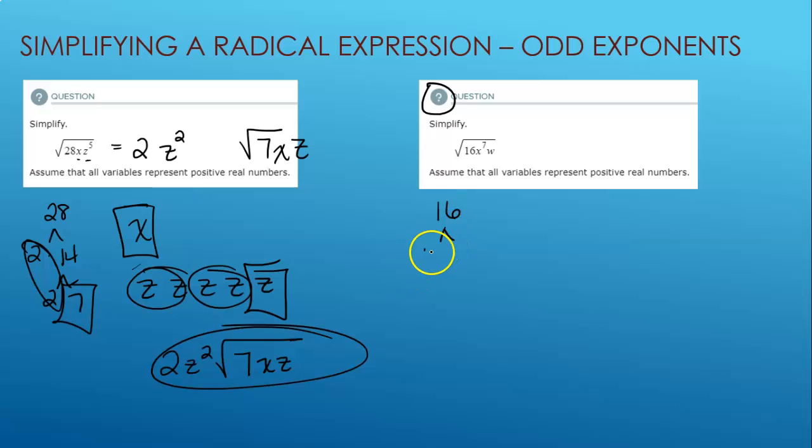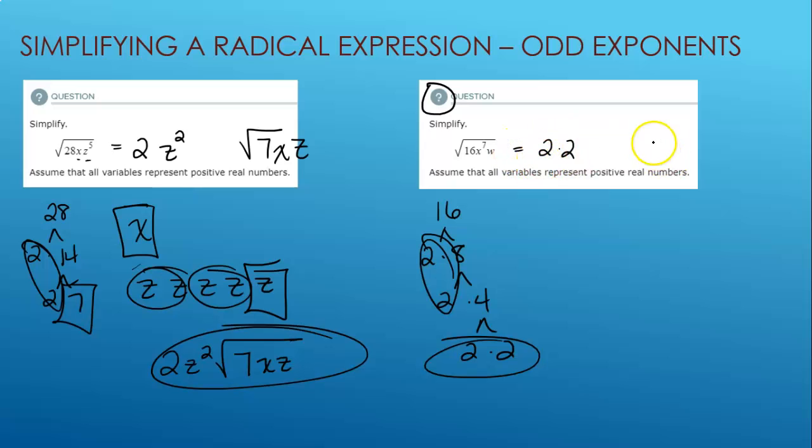You should have started off with your factor tree. 16 is 2 times 8. 8 is 2 times 4. They're all perfect squares, which is what makes 16 a perfect square. So outside the radical becomes 2 times 2, and there is nothing so far on the inside of the radical.